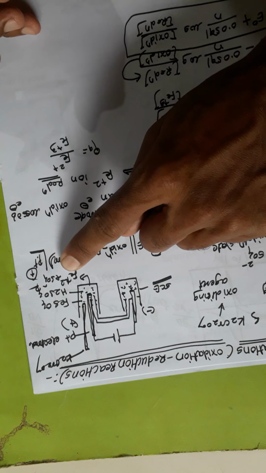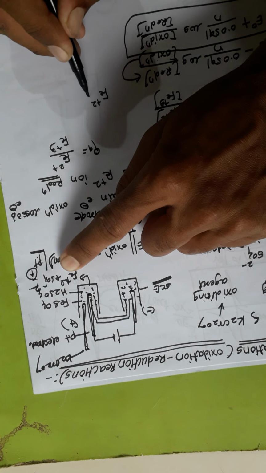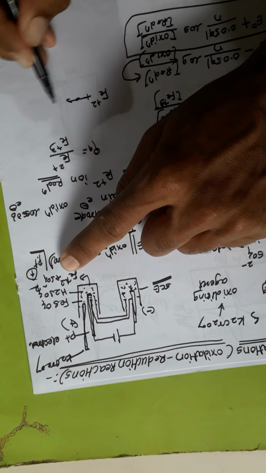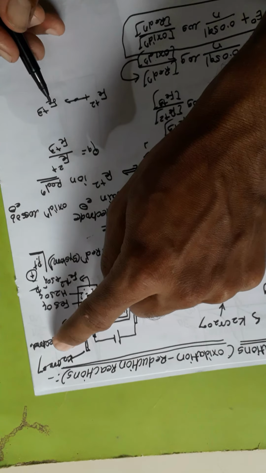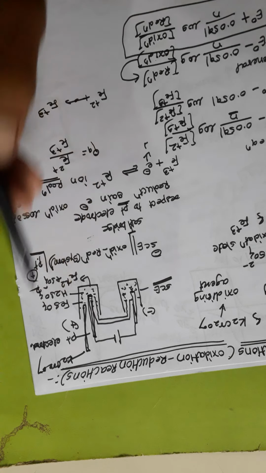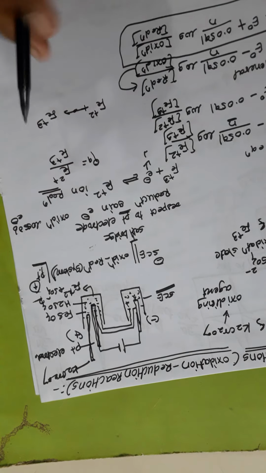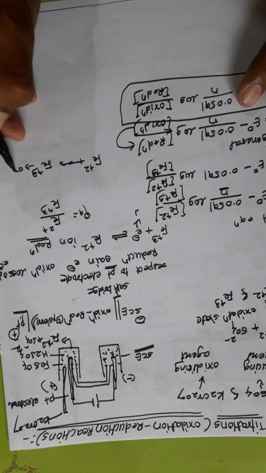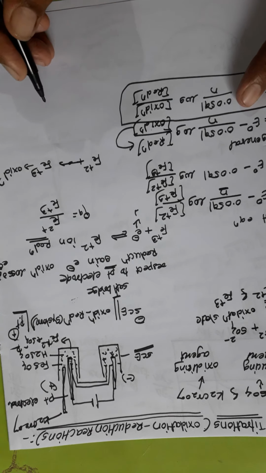This means the Fe2+ ions are converted into Fe3+ ions, so oxidation takes place here. Whenever K2Cr2O7 is added, the Fe2+ ions in this beaker are converted into Fe3+ ions, which means the Fe2+ ions decrease and the Fe3+ ions increase.